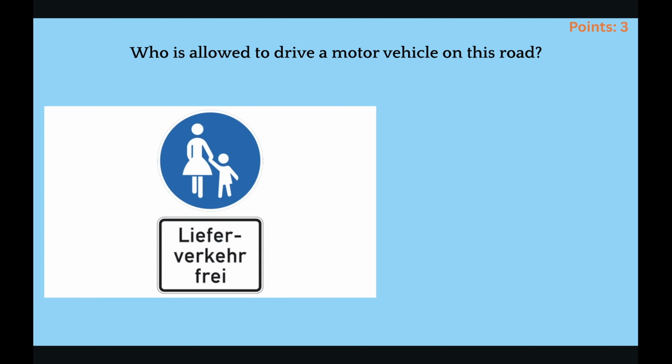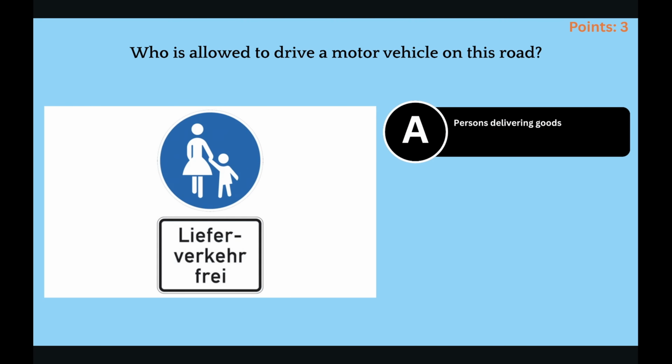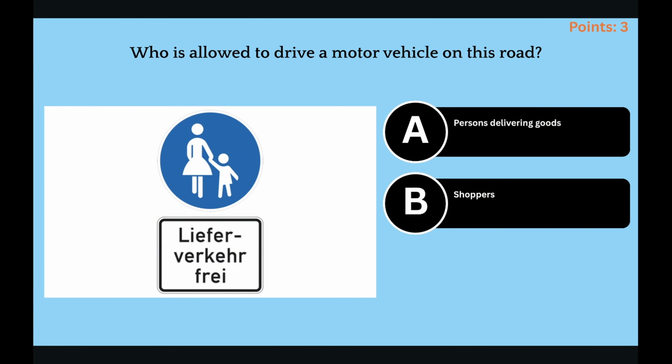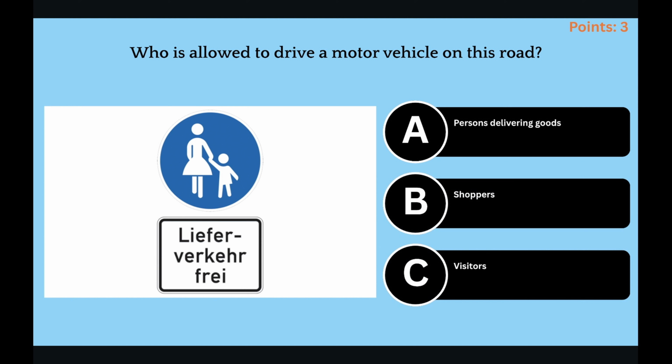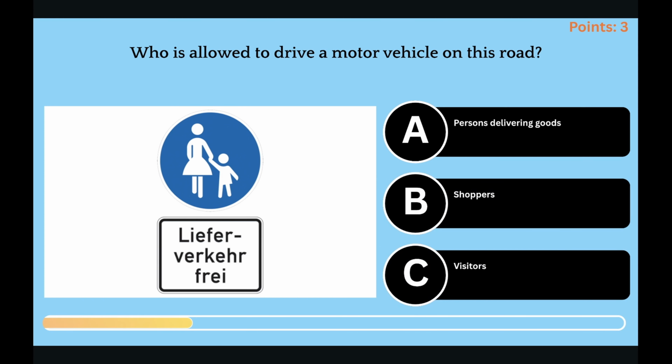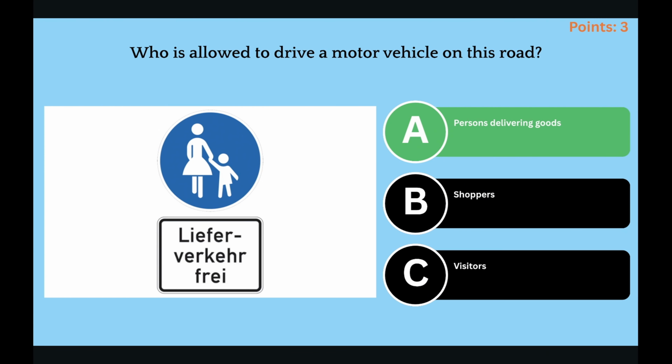Who is allowed to drive a motor vehicle on this road? A. Persons delivering goods. B. Shoppers. C. Visitors. A is the correct answer.